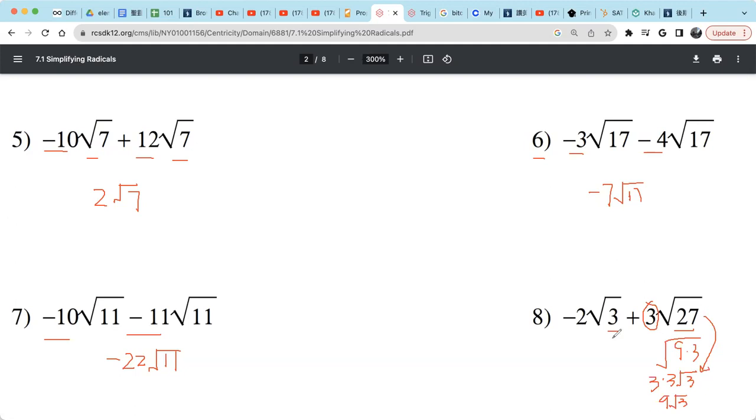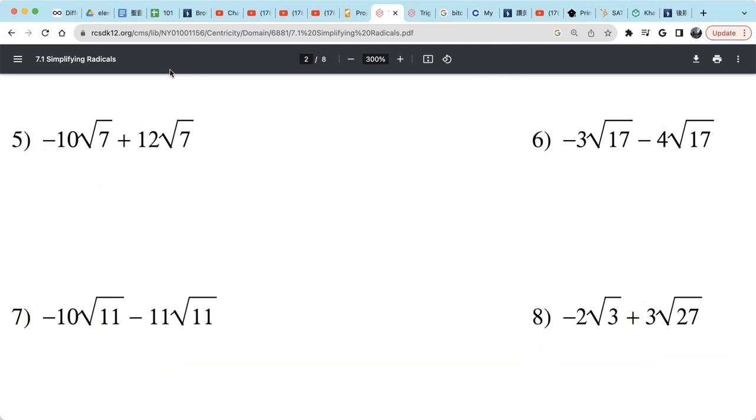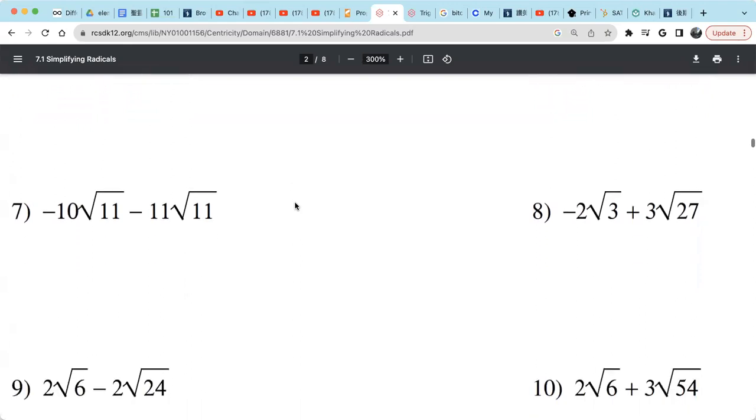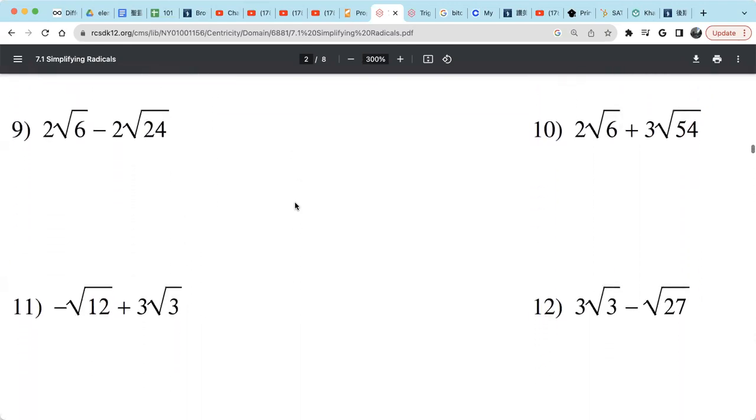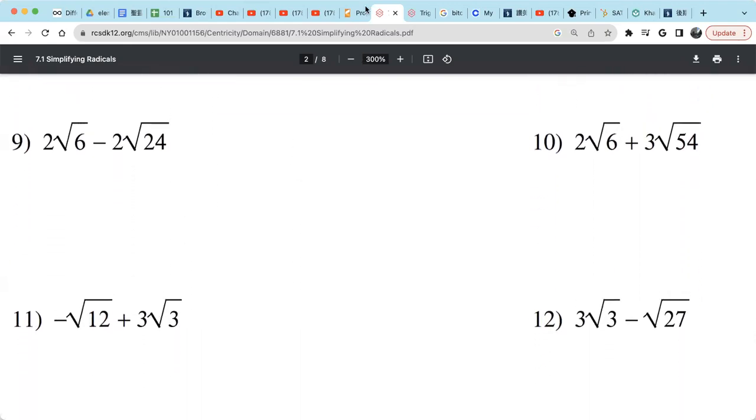Now we have like radicals. So negative 2 plus 9 is 7. So the answer for 8 is 7 radical 3. So this is saying if sometimes they're not like radicals, we may try to make them like radicals, right? By simplifying one of them. Or maybe sometimes we have to simplify both.